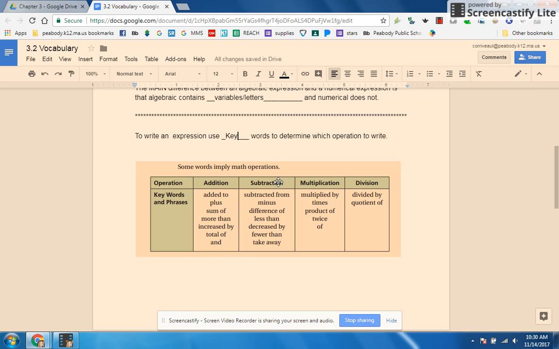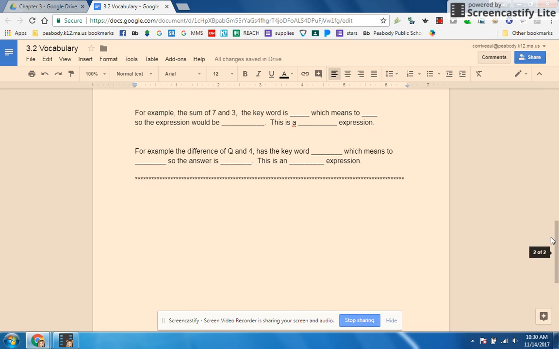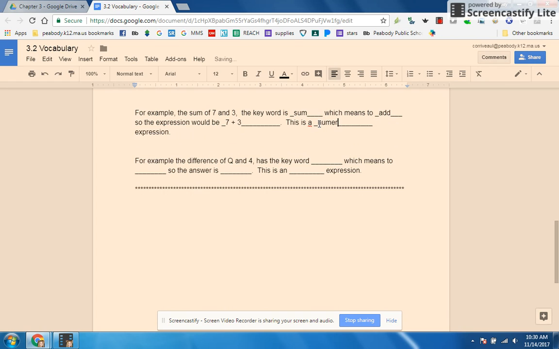You can look through it. These are just some words that help you imply certain math operations. For example, the sum of 7 and 3. So we have to figure out what that keyword sum means. So the keyword is sum, which means to add. Make sure you're writing this with me. So the expression would be 7 plus 3. This is what type of expression? Only numbers, so numerical. Okay, so make sure you're writing all of these down in your notes as I'm saying them. So the keyword was sum, that means to add. The expression would then be 7 plus 3. It's a numerical expression because it's only numbers.